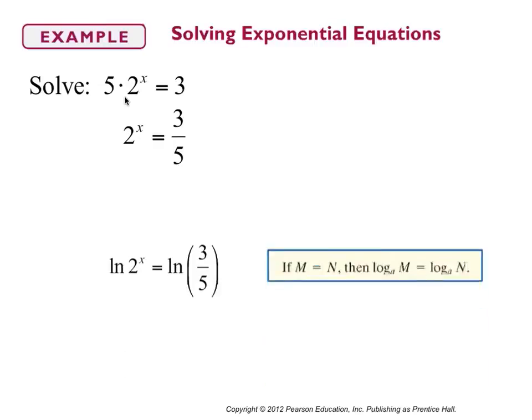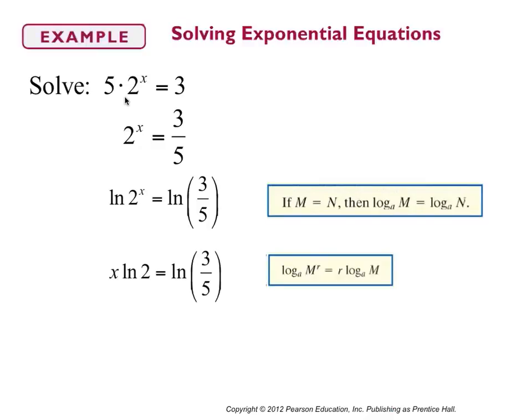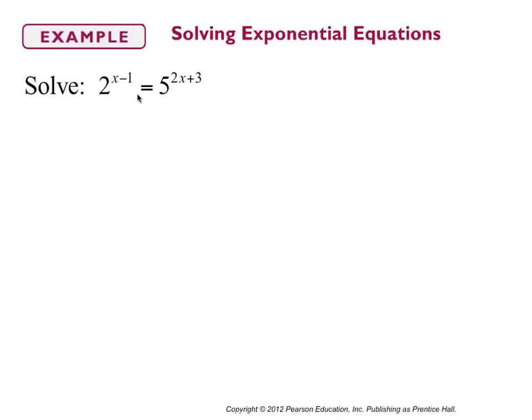And now we can go ahead and take natural log of both sides, bring our x out front, and then finally divide just like we did before. So we have x equals ln of 3/5 divided by ln of 2. Again, approximate answer, negative 0.737. You can plug this back in for x and make sure that it works.